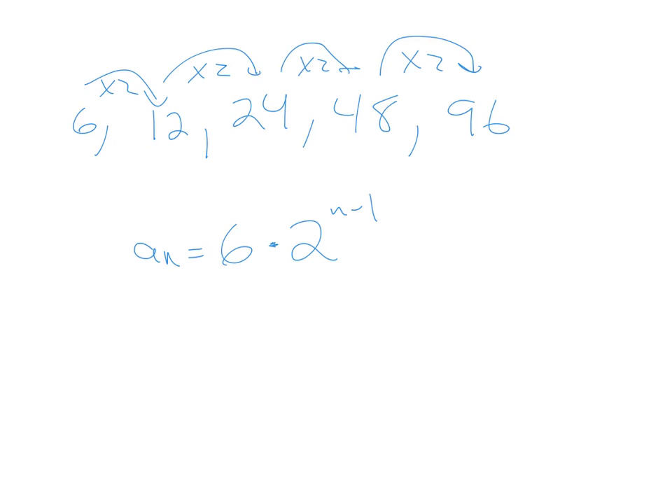Now, if I wanted to rewrite this as a function, something we could graph, I'd say f of x, where x is a term number, is equal to 6 times 2 to the x minus 1 power. Now we have a function of this sequence that we could actually graph. Notice really all I'm doing is replacing a sub n with f of x, and n with x. That's all that happens between the explicit formula and the function.